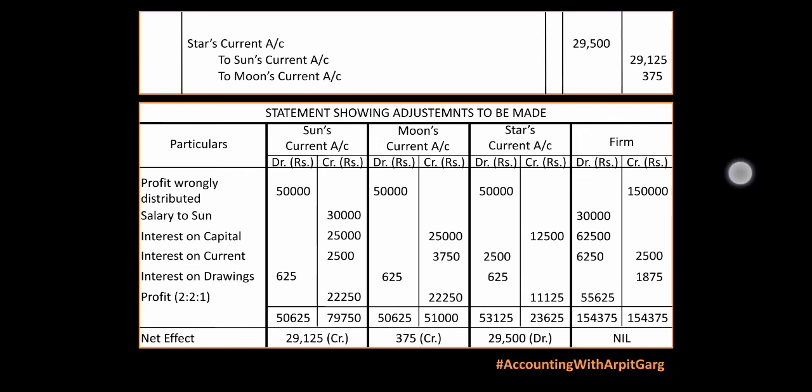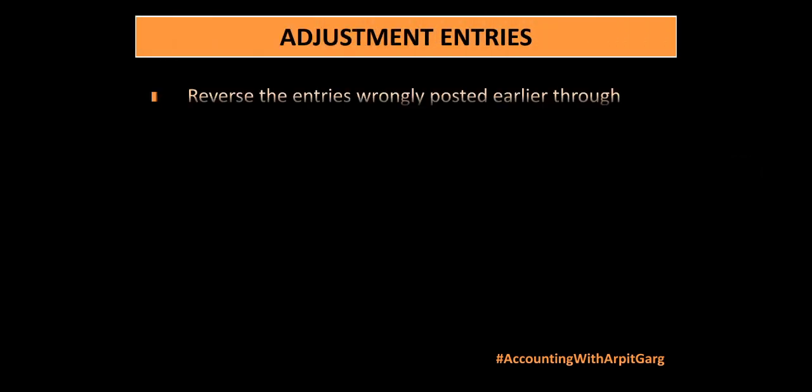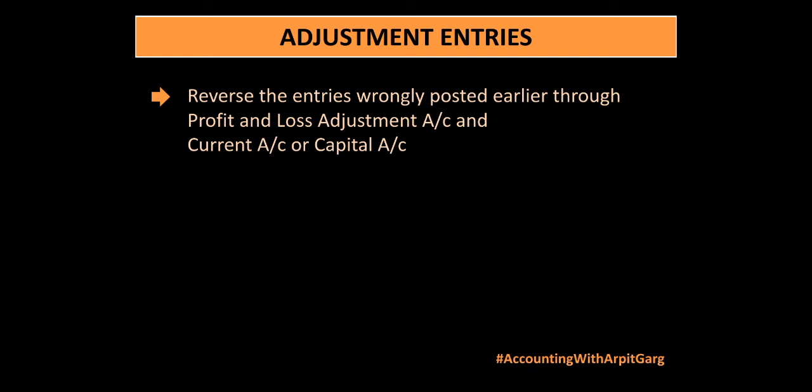Now let's see how to pass adjustment entries. Here, first we will reverse wrong posted entries through partners current or capital account and profit and loss adjustment account. What we will do is, suppose I have given the partner something wrong, so we will take from him. While taking, we will debit partner's capital or current account. So we need something to write on credit side as we follow double entry system. So on credit side, we will write profit and loss adjustment account.